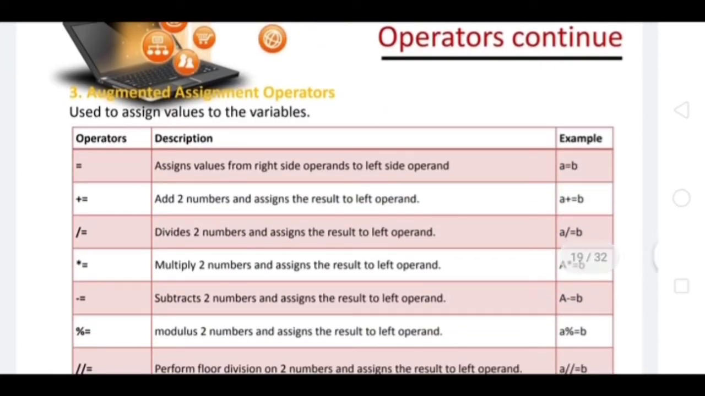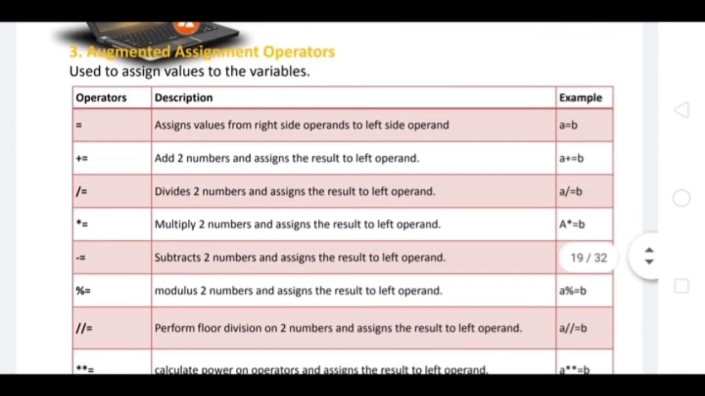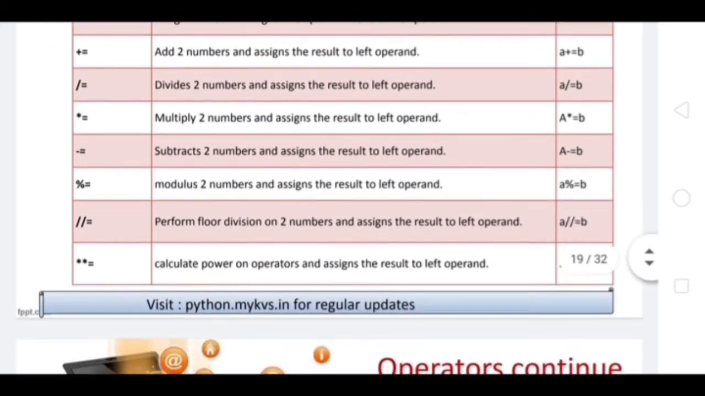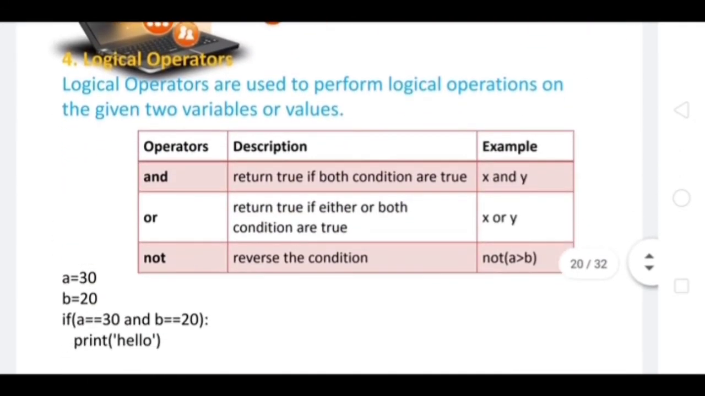The third one is the augmented assignment operator. Augmented means, when we say a plus equal to 1, it means I am adding that number: a is equal to a plus 1. It is used to assign values to the variable. The augmented assignment operators are equal to, plus equal to, division equal to, multiplication, minus, modulus. All the arithmetic operations can be used as augmented operators.